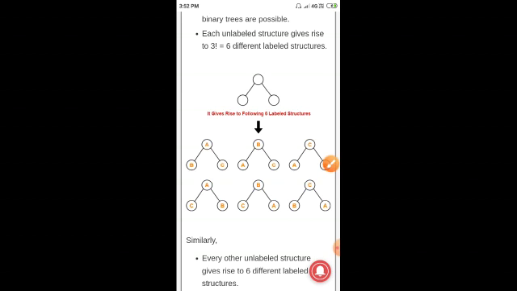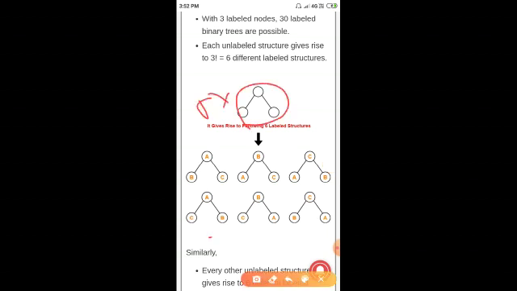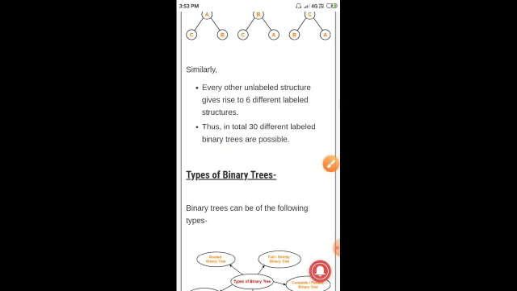So with that, how many total can we form? Total 5 into 6. With this, only 6 we are forming, and then again 4 are there. So with that, total 5 into 6, total 30 labeled trees you can form.